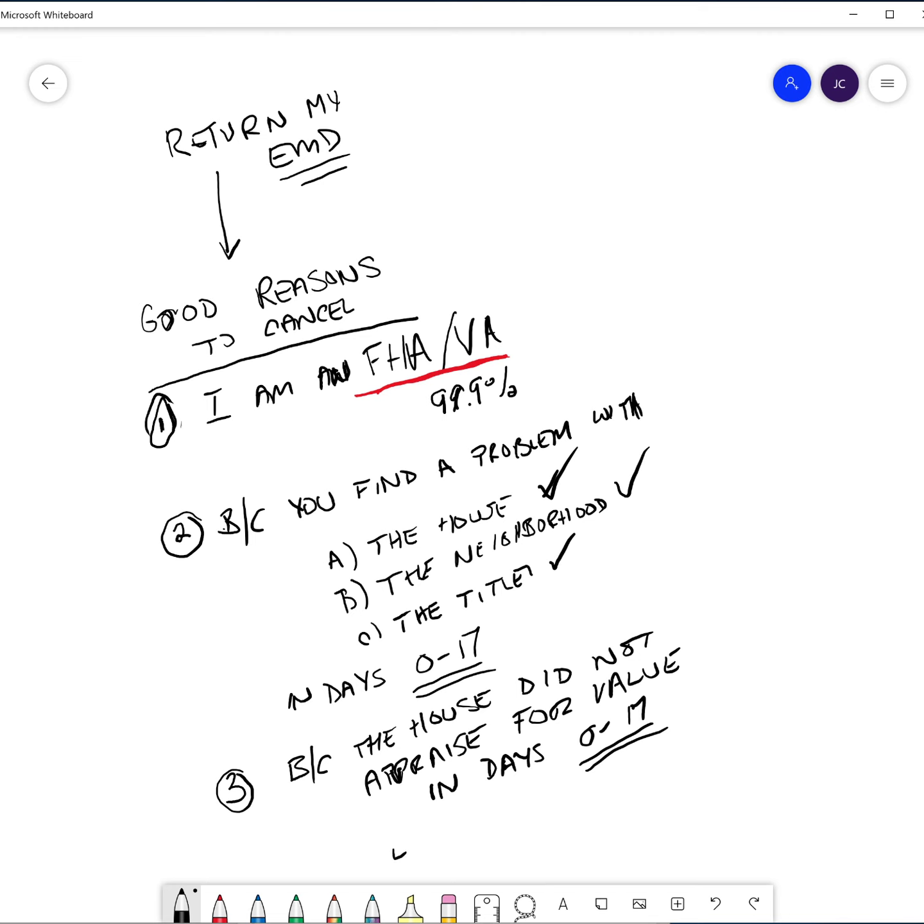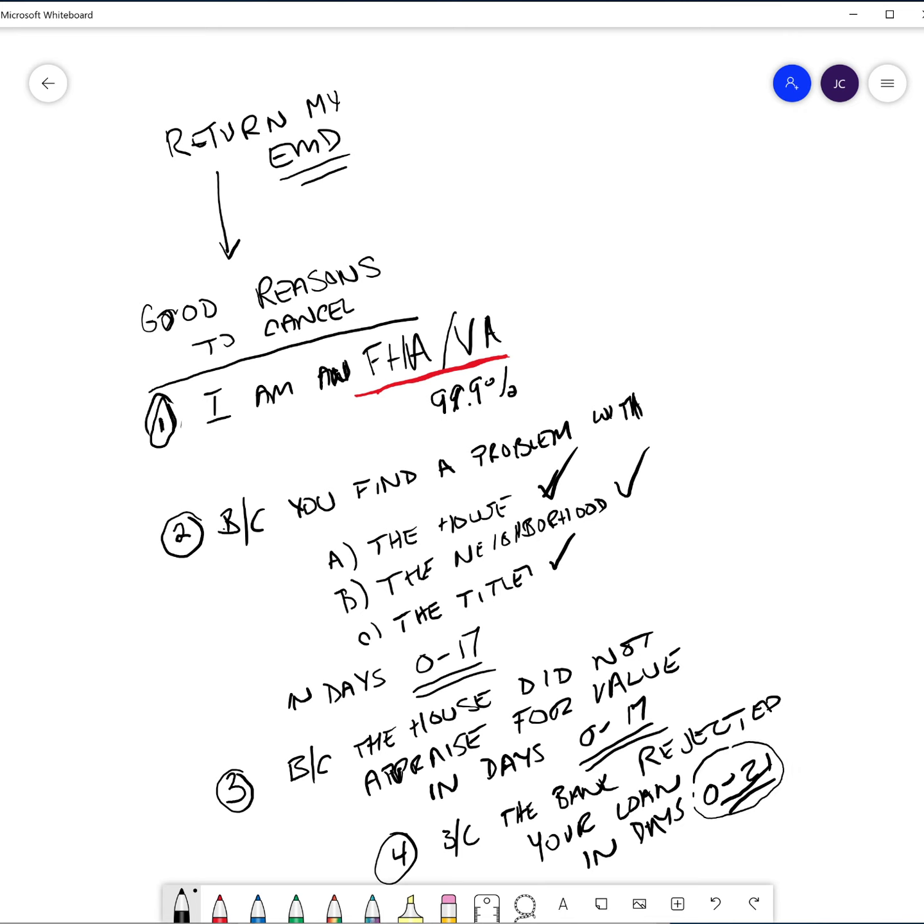And the fourth good reason would be because the bank rejected your loan, in days 0 through 21. So if the bank rejects your loan within 21 days of the offer starting, again, you can cancel and get your EMD back.